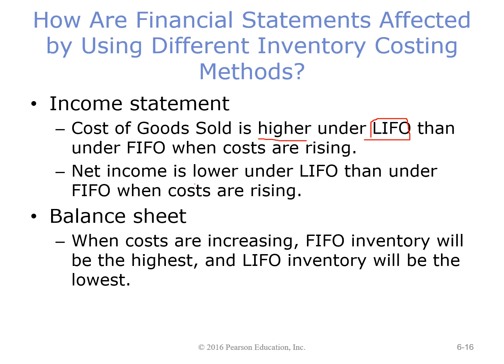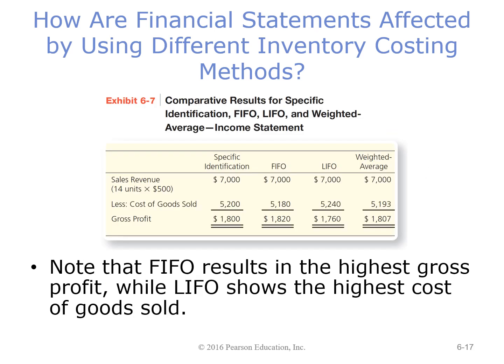And the net income is lower under LIFO, as we just said, because the cost of goods sold is much higher. On the opposite, FIFO will give me the lowest cost of goods sold and the highest profit. For the balance sheet, when costs are increasing, FIFO will be the highest, because the inventory number in the balance sheet is the ending inventory, and LIFO will result in the lowest, as you can see here.